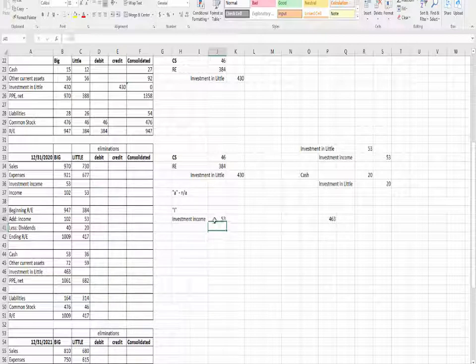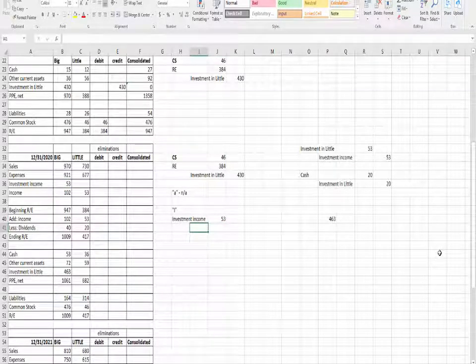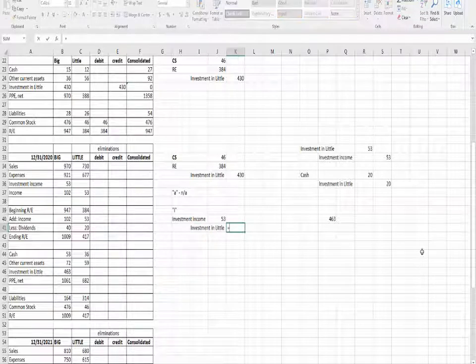Whoops, it's the same number, but just for reference, that should be this cell here. And we close that against our investment in Little. Likewise with the D for dividends.